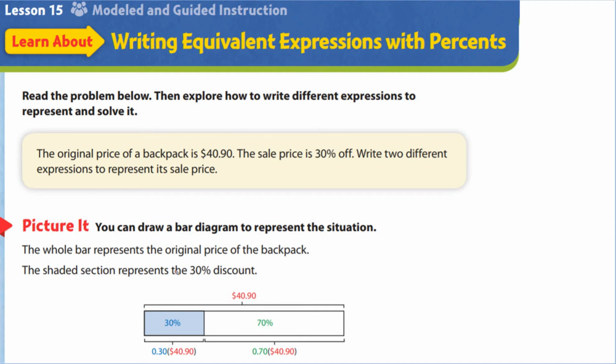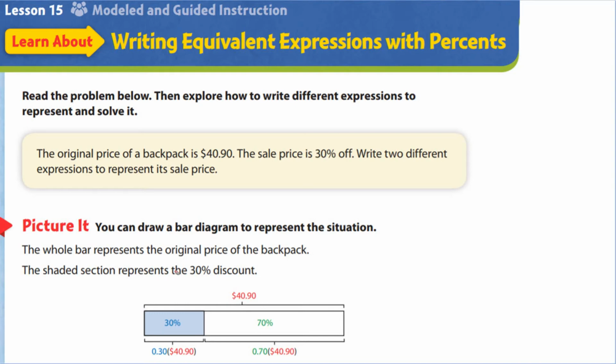Let's read the problem below, then explore how to write different expressions to represent and solve it. The original price of a backpack is $40.90. The sale price is 30% off. Write two different expressions to represent its sale price.